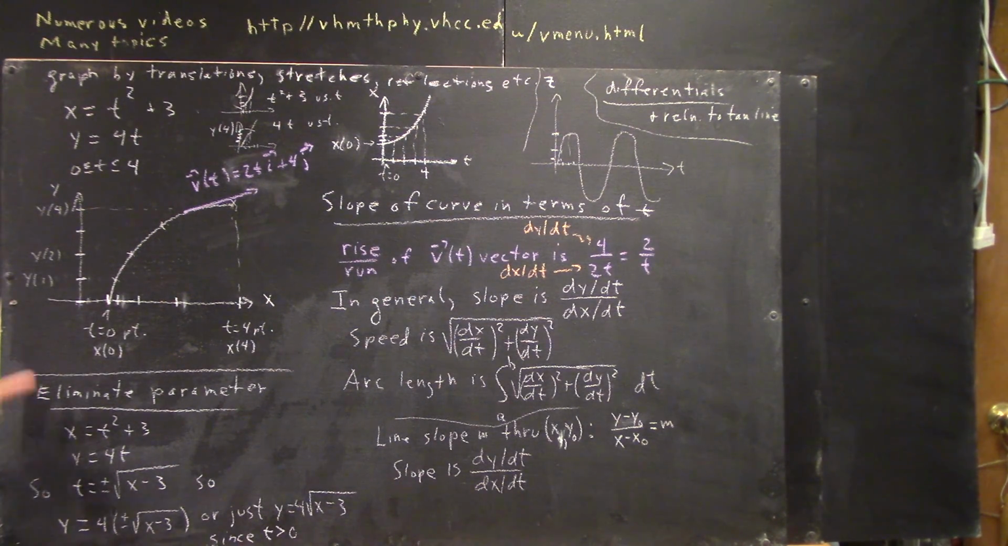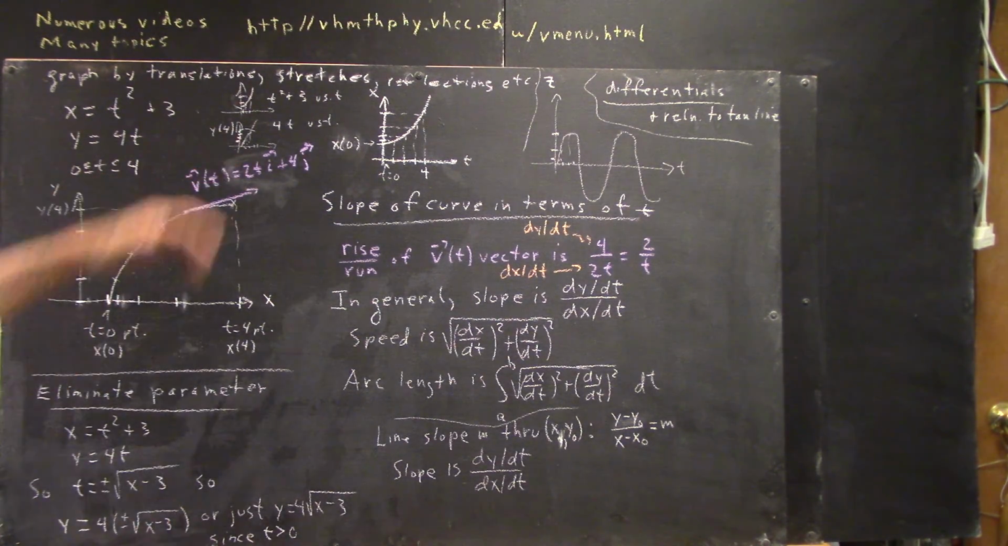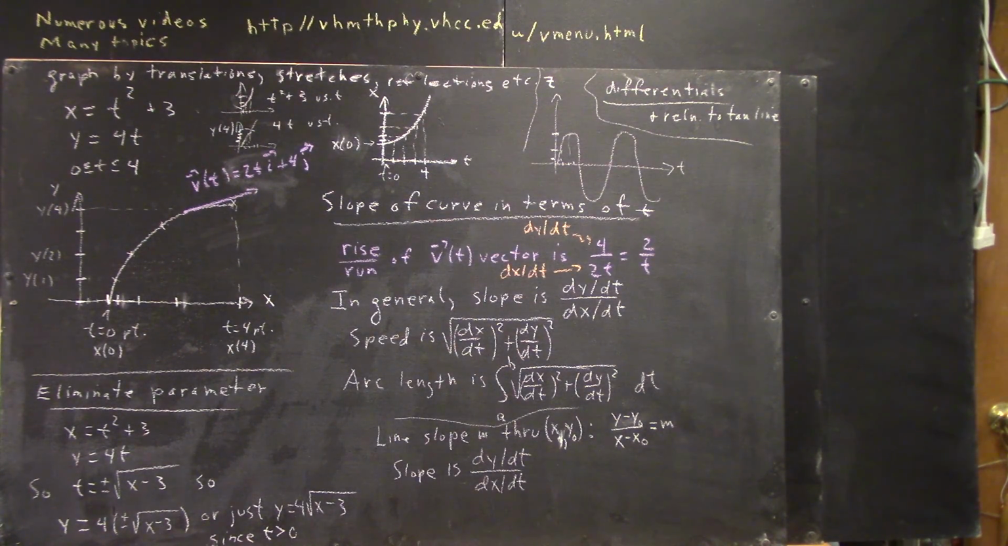Okay, one of the first things we ask about this set of equations is to eliminate the parameter and express this as y versus x and see if this graph makes sense. Well, how do you eliminate the parameter? Here are our parametric equations. You solve one of these equations for t and plug it into the other one.